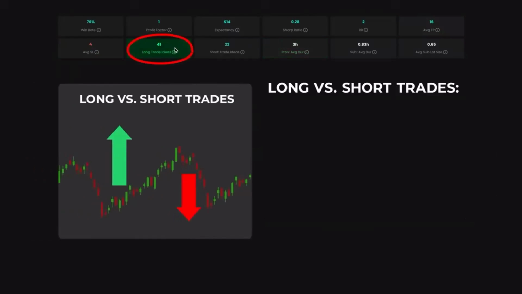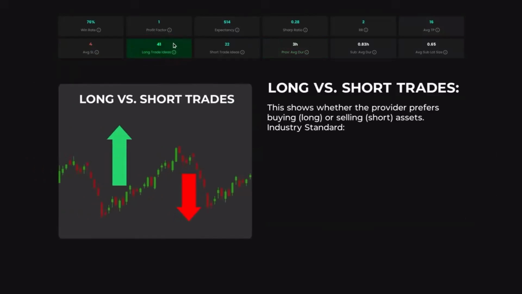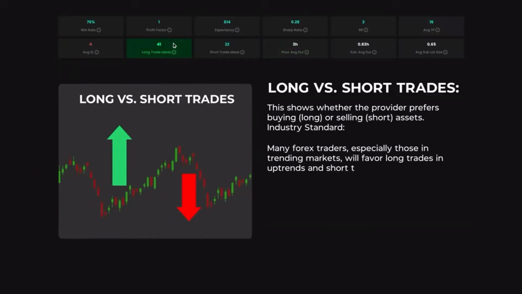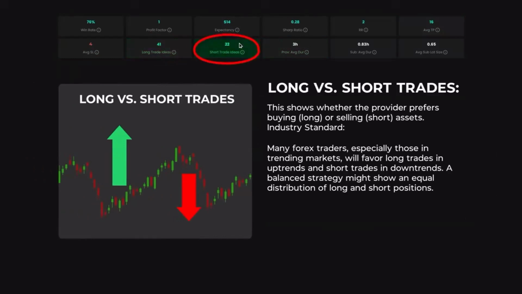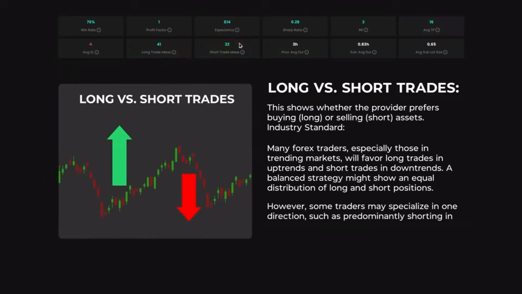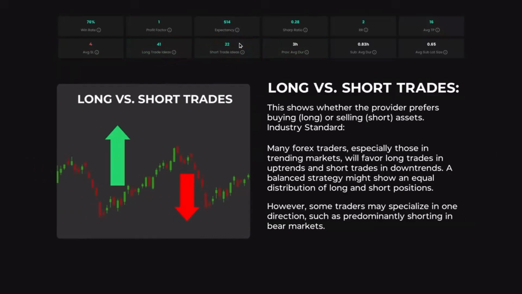Long versus short trades. This shows whether the provider prefers buying or selling assets. Industry standard: many Forex traders, especially those in trending markets, will favor long trades in uptrends and short trades in downtrends. A balanced strategy might show an equal distribution of long and short positions. However, some traders may specialize in one direction, such as predominantly shorting in bear markets.